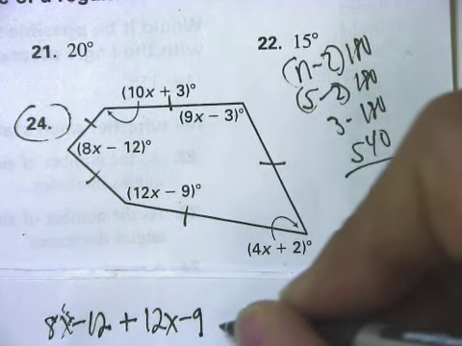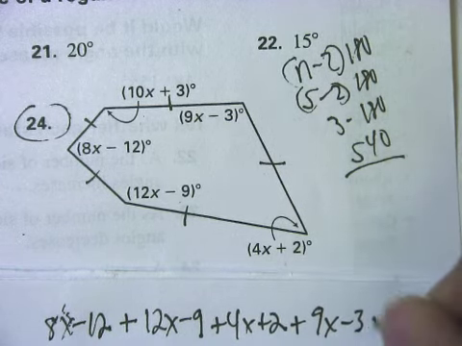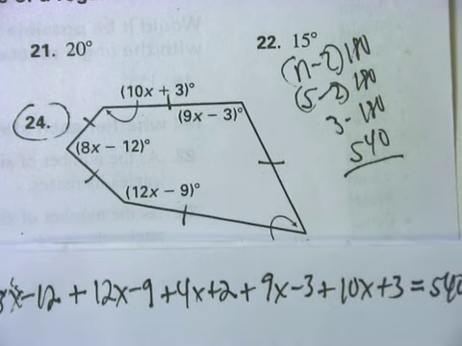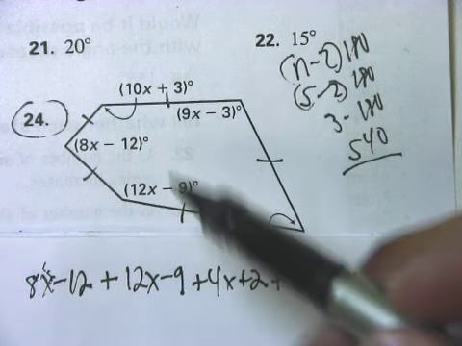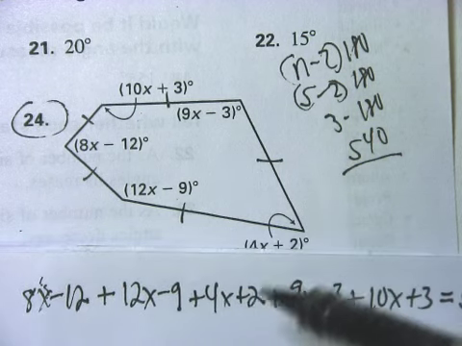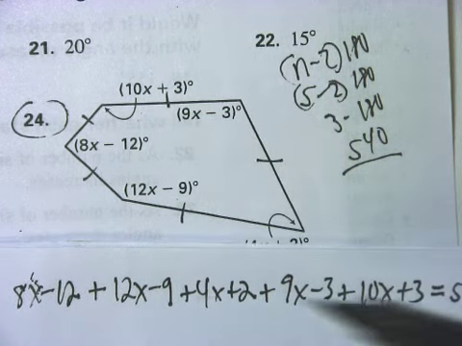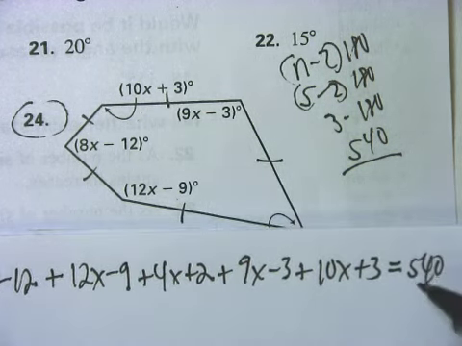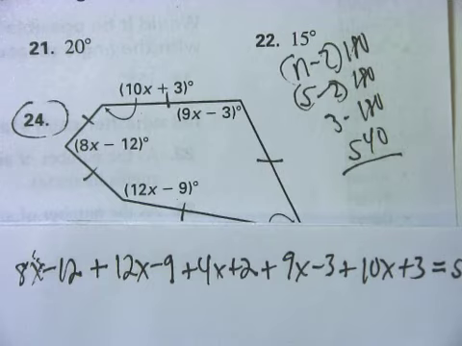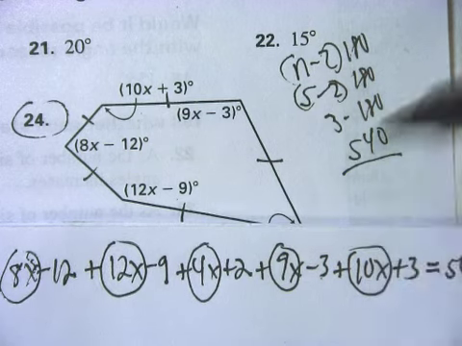So let me start here. 8x minus 12 plus 12x minus 9 plus 4x plus 2 plus 9x minus 3 plus 10x plus 3 is equal to 540. So all I've done here is I've taken all of these angles, 8x minus 12, there it is, 12x minus 9, there it is, 4x plus 2, there it is, 9x minus 3, there it is, and 10x plus 3, there it is. Add them all up together, and I'm setting it equal to 540 degrees.